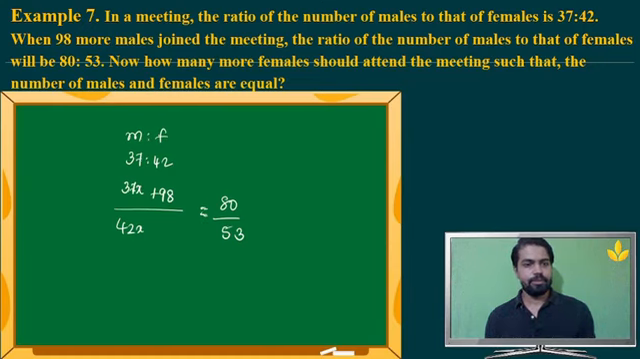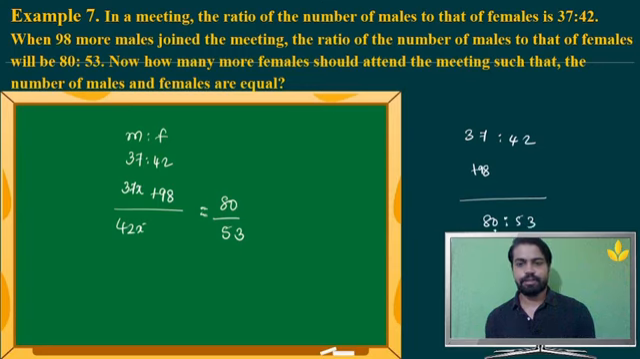So what we get here is a very complicated number. So instead of solving this way, we can go for another method. The ratio is already 37 is to 42. You are adding only 98 males. So the new ratio became 80 is to 53.